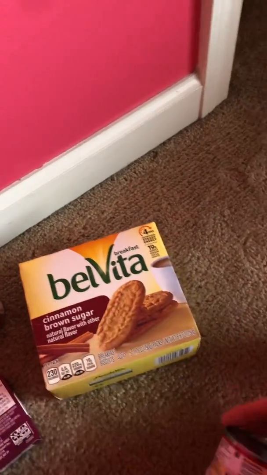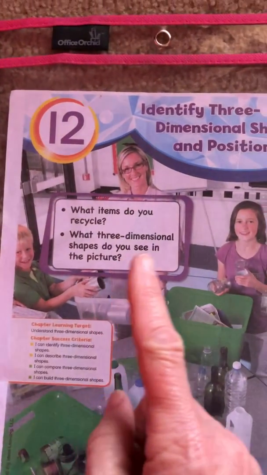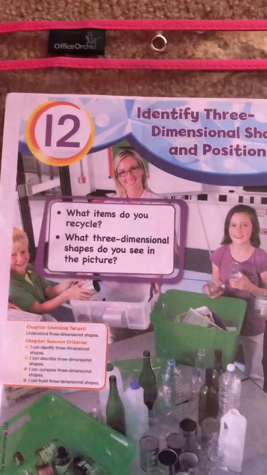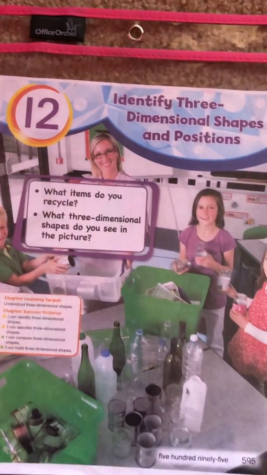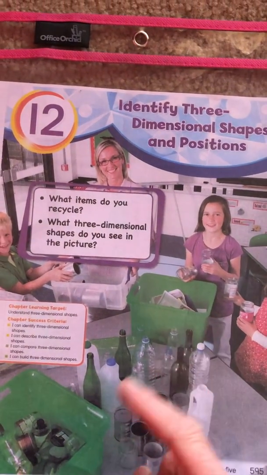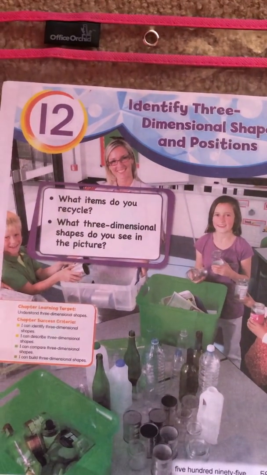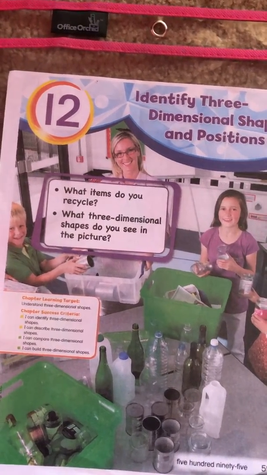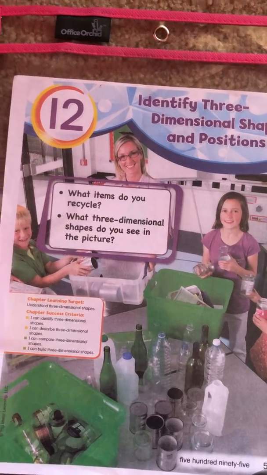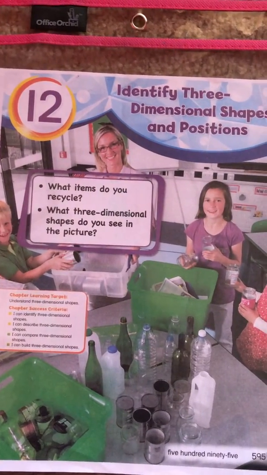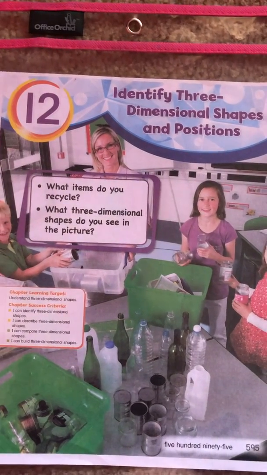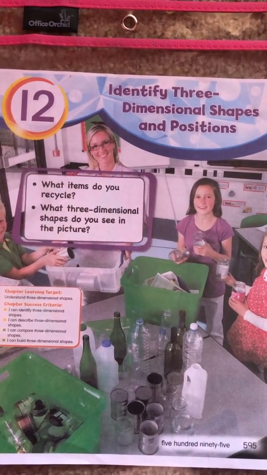Okay. Now, our directions say, what items do you recycle? What 3-dimensional shapes do you see in the picture? So look and see. You know, we have Ramona in our classroom. She's our recycling bin. Think about what we put in her. Lots of papers. Sometimes we have our tissue boxes. When they're empty, they go in there. So think about those shapes.